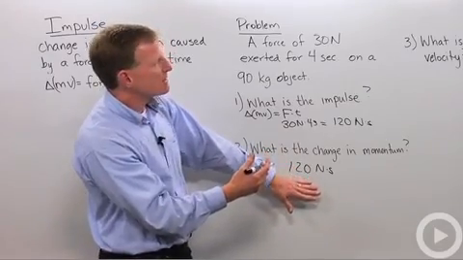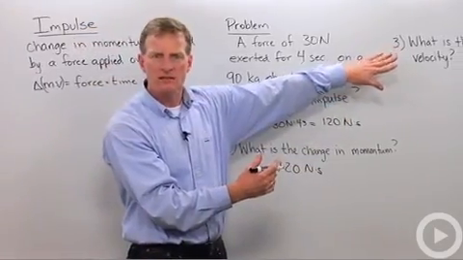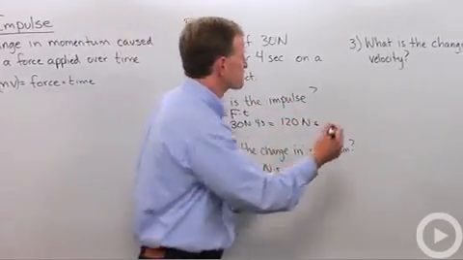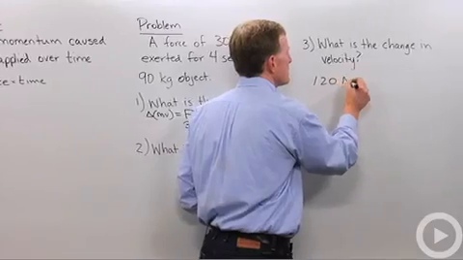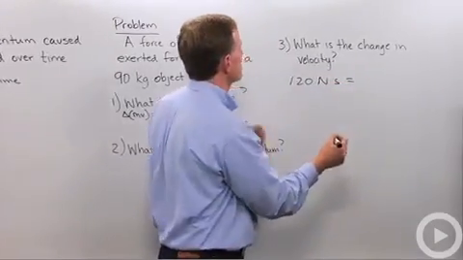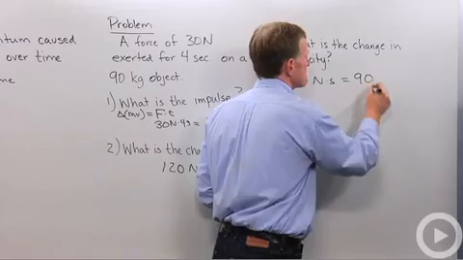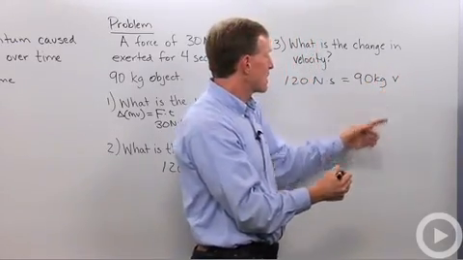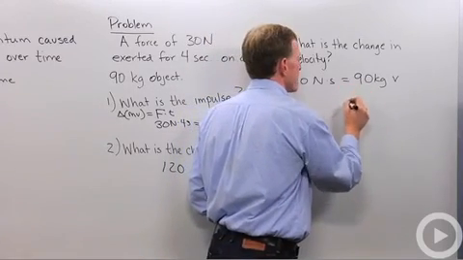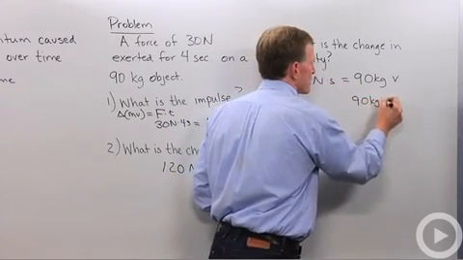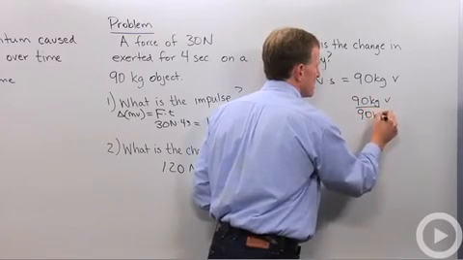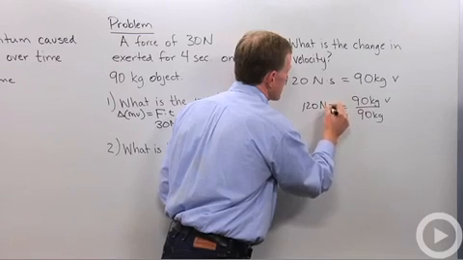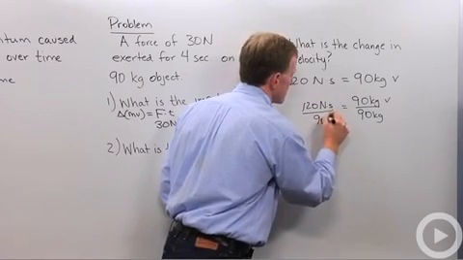Now if I know the change in momentum, I can calculate the change in velocity, because remember, the momentum is the mass times the velocity. So if I say 120 newton seconds equals, in this case, 90 kilograms is the mass, and the velocity is what we're trying to solve for, v. Okay? So to simplify that, I can take my 90 kilogram v, divide it by 90 kilogram, and that's going to equal 120 newton seconds divided by 90 kilogram.